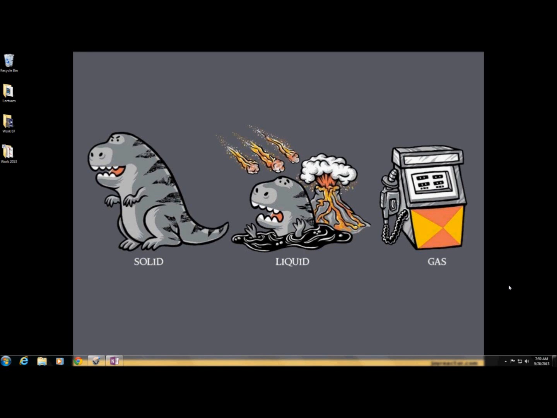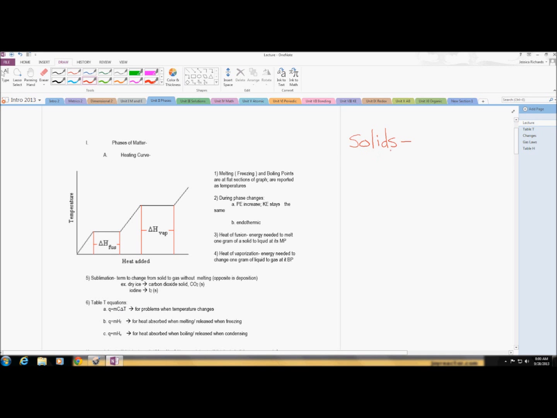Lecture A. Today we're going to talk about the three phases of matter that we have to learn and the changes from one phase to the other, so the phase changes. So solid, liquid, and gas. Okay, solids are going to refer to things that have what we call a definite volume and a definite shape.